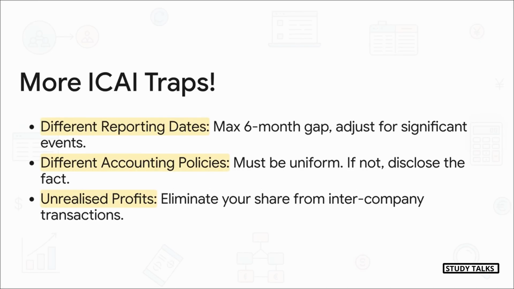Let's do a quick-fire round of a few more traps. First, different reporting dates. It's okay if your year-end and theirs don't match, but the gap can't be more than 6 months, and you have to adjust for any big events in between. Second, different accounting policies. The whole group should be consistent. If you use one method and they use another, you have to make adjustments to bring them in line. And third, a big one, unrealized profits. If you sold inventory to your associate at a profit and they are still holding it at year-end, that profit isn't really earned from a group perspective. You have to eliminate your share of it.